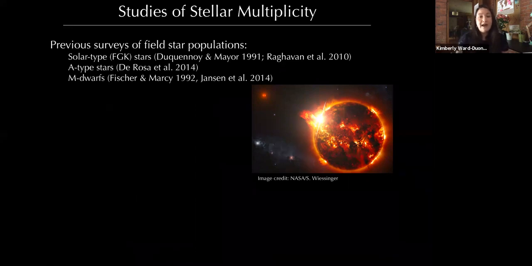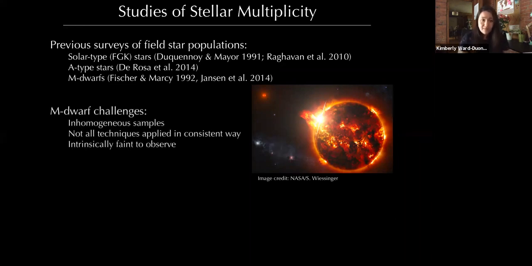More recently for A-type stars, so more massive stars. And then a lot of the M-dwarf surveys were significantly older. And part of this challenge is that M-dwarfs have been surveyed in an inhomogeneous way, or with a very specific or biased set of techniques, and they're just faint and challenging to observe.